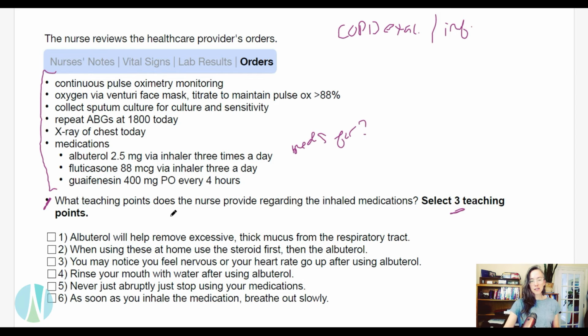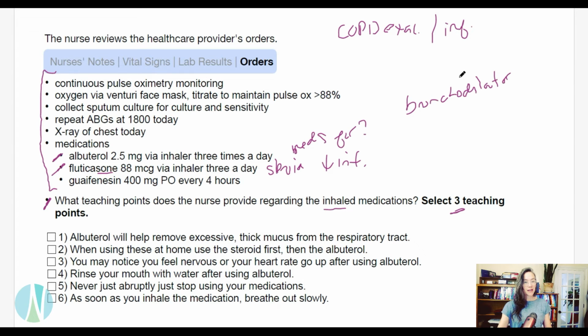So what teaching points does the nurse provide regarding the inhaled medications? So we can see albuterol, right, is that bronchodilator, and then fluticasone, it ends in sone or lone, and so that's the steroid that helps decrease inflammation. So we can only pick 3 answers. Albuterol will help remove excessive thick mucus from the respiratory tract. Remember, albuterol was a bronchodilator, so it helps open up the lungs so that they can breathe better. That is an answer, number 1, for the expectorant, which is guaifenesin.